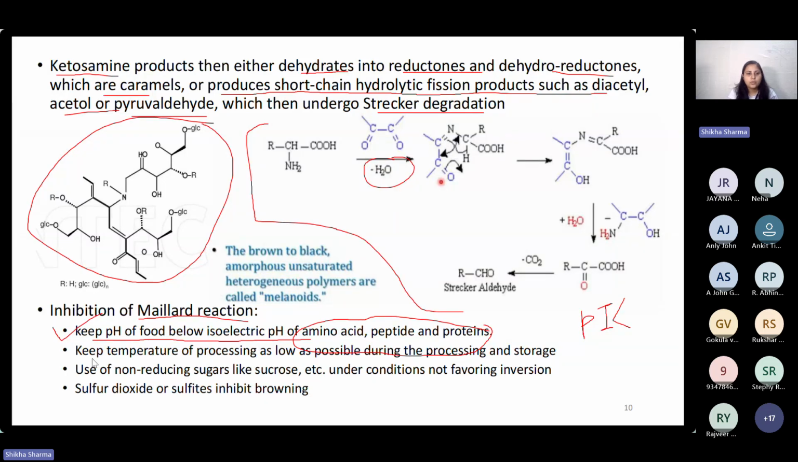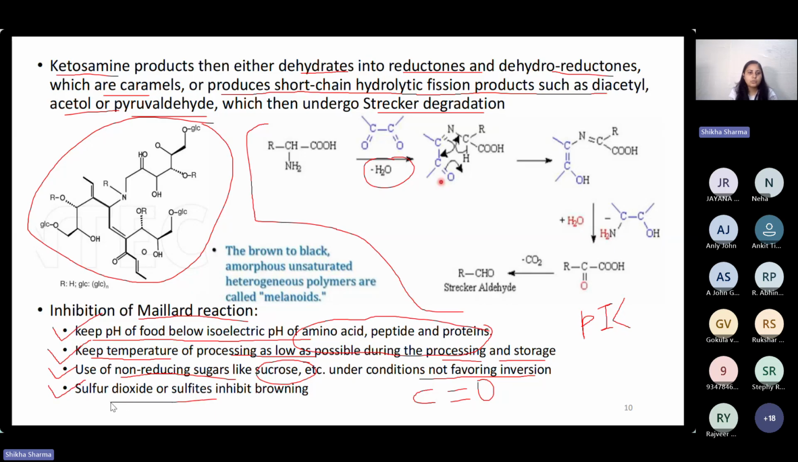Then second is we need to keep the temperature of the processing as low as possible during the processing and storage. If the temperature is low, then it can halt and inhibit the Maillard reaction. Then third is use of non-reducing sugars. If we are using non-reducing sugars like sucrose, which does not have this carbonyl group, C double bond O, no ketone group or carbonyl group, it will not favor the inversion reaction. So the Maillard reaction cannot take place.